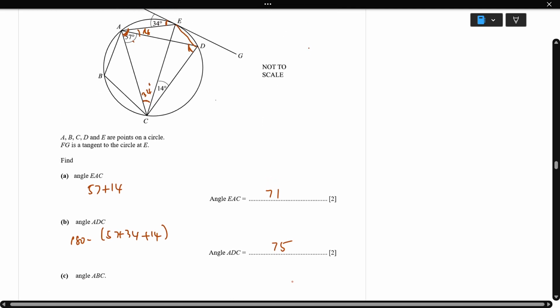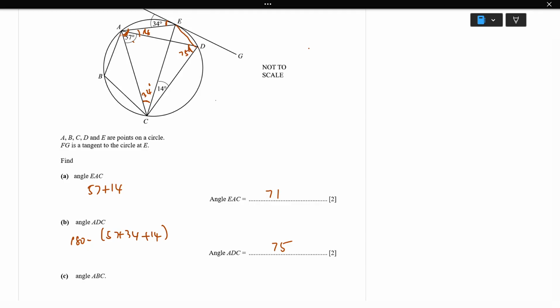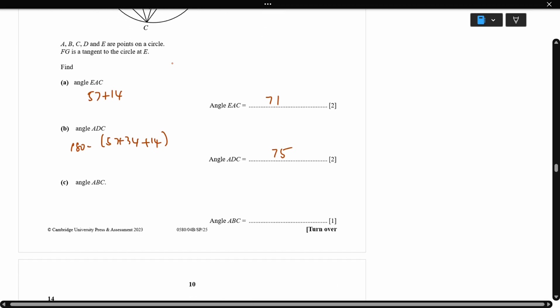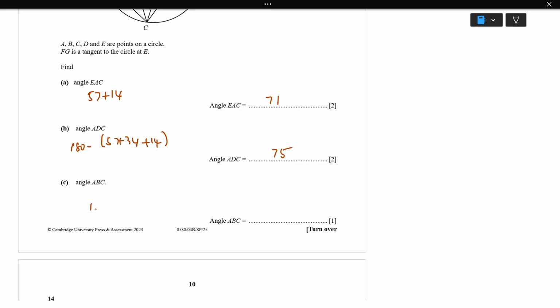Next, angle ABC. Here is 75, and it is cyclic. So ABCD is a quadrilateral on the circle, so opposite angles must add up to 180 degrees. So ABC equals 180 minus 75, which is 105.